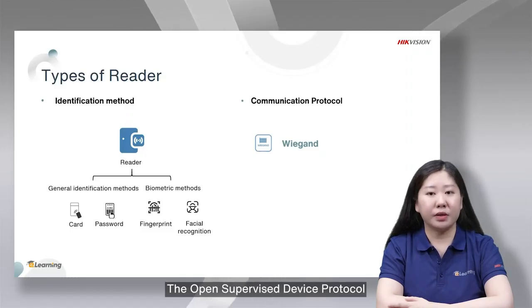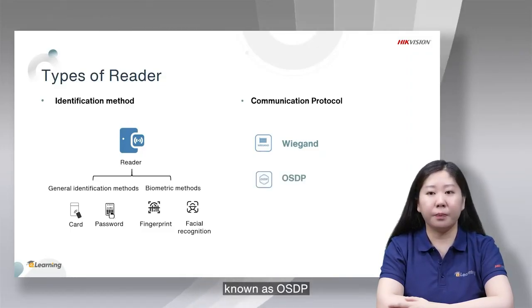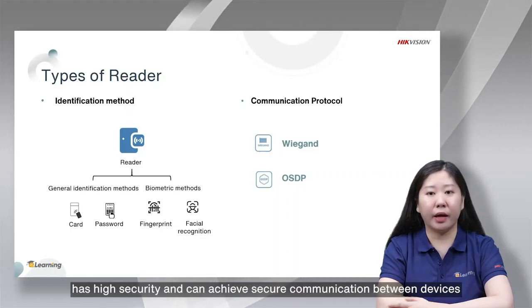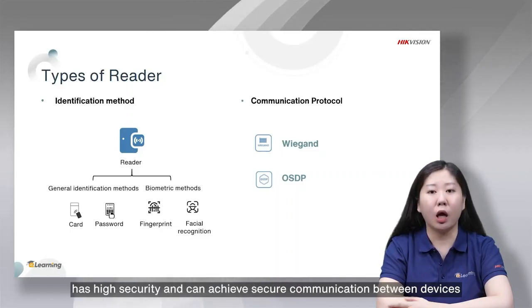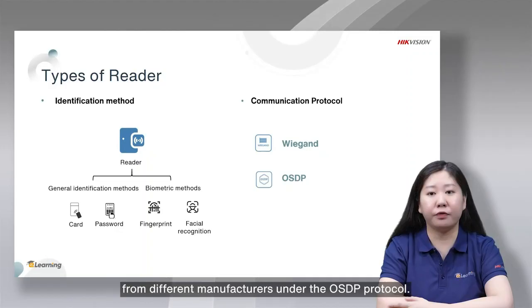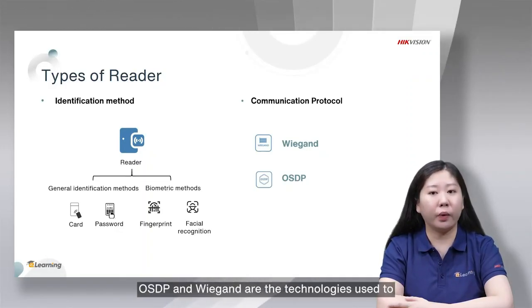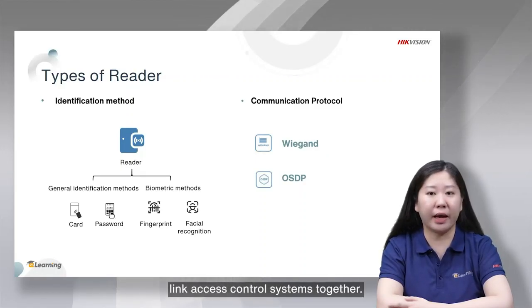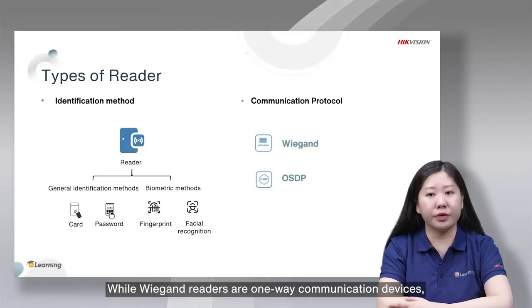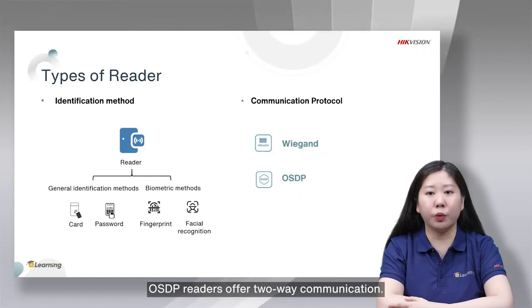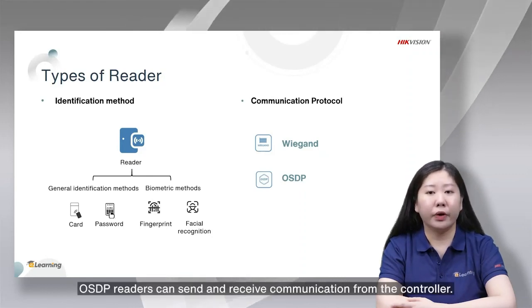The Open Supervised Device Protocol, known as OSDP, has high security and can achieve secure communication between devices from different manufacturers under the OSDP protocol. OSDP and Wiegand are the technologies used to link access control systems together. While Wiegand readers are one-way communication devices, OSDP readers offer two-way communication. In other words, OSDP readers can send and receive communication from the controller.